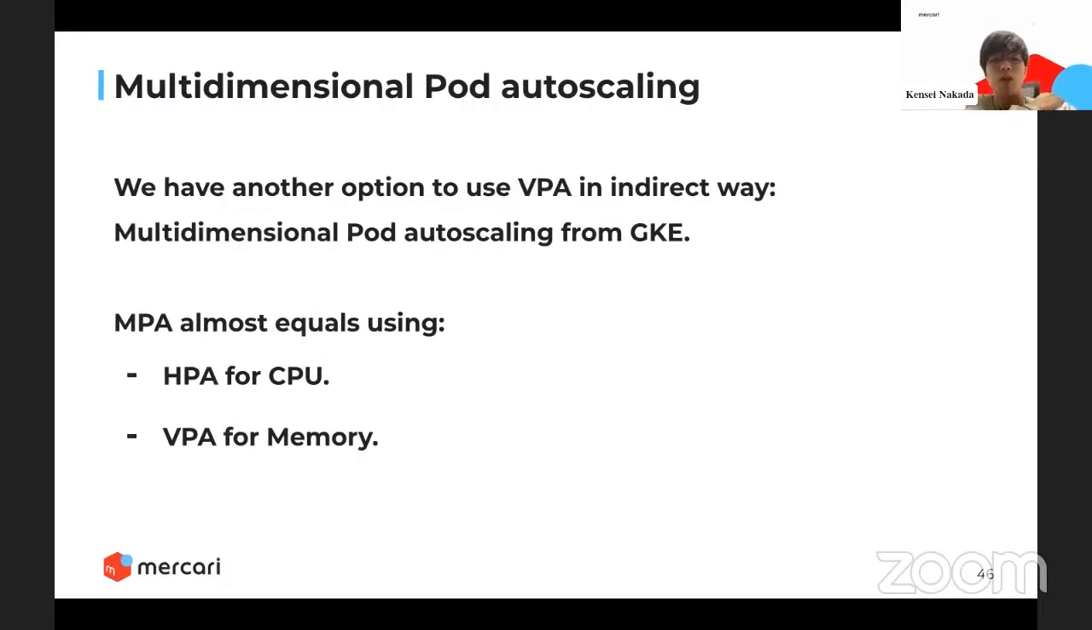Also, similar to it, we have multidimensional pod autoscaling, which is provided by GKE, not OSS as far as I know. So MPA is actually not doing anything new. It's just using HPA for CPU and using VPA for memory.